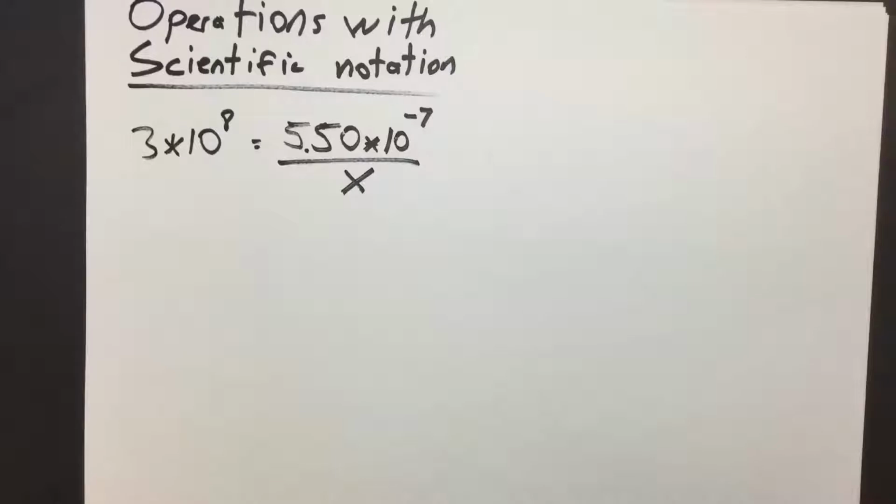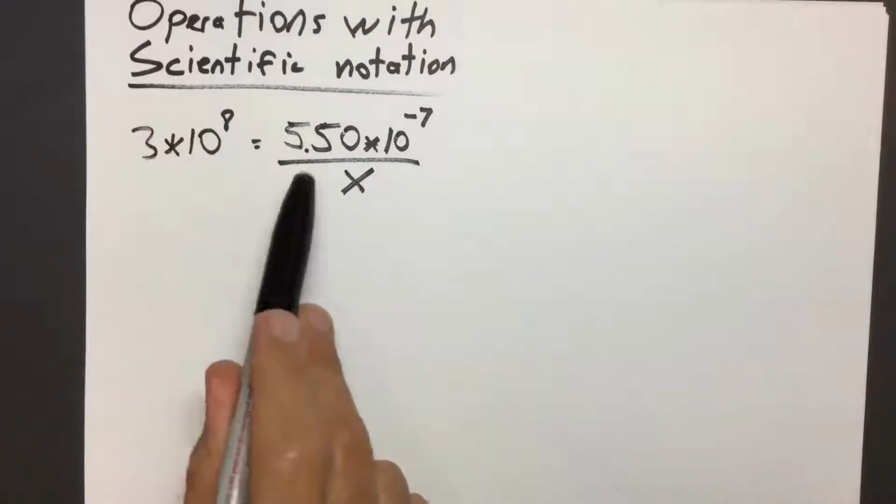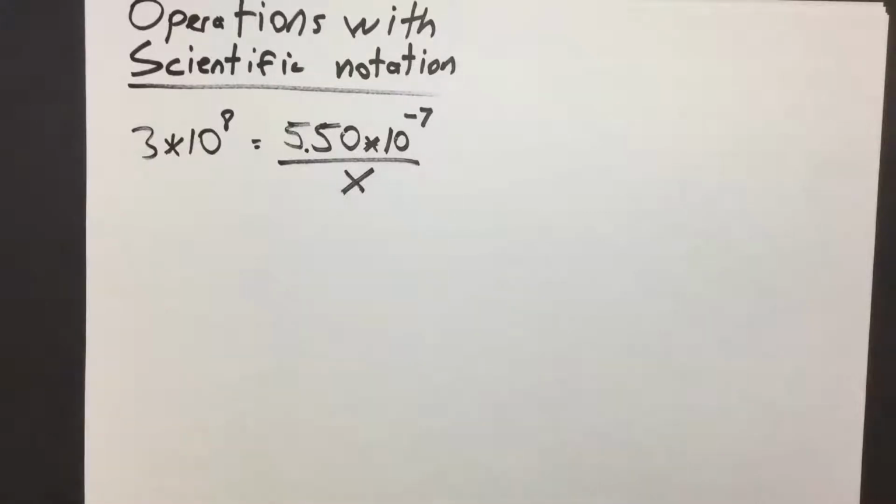In this video, we're going to do a few more operations with scientific notation. And I'm going to start you off with this equation. 3 times 10 to the 8th power equals 5.50 times 10 to the negative 7th power divided by x.